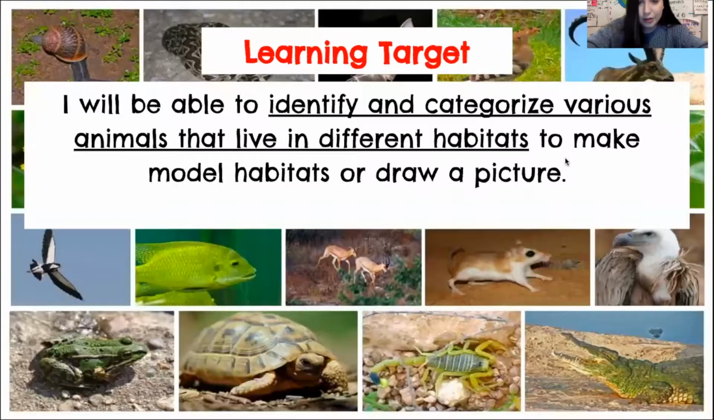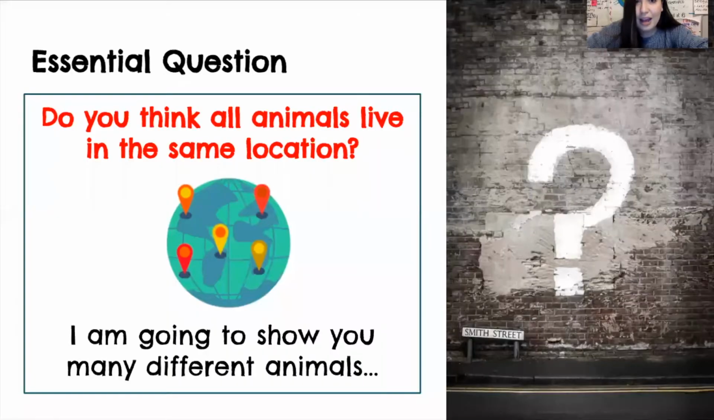So, what are we going to be doing today? Well, we're going to learn about different kinds of animals. We're going to learn what they're called, but we're also going to learn about where they live. We're going to be able to identify, that means name the animal, and categorize, that means put it in the place of where it lives. And today we're going to be talking about different habitats. And by the end of this video, you're going to get a chance to make your own habitat models or draw a picture. So let's take a look at animal habitats.